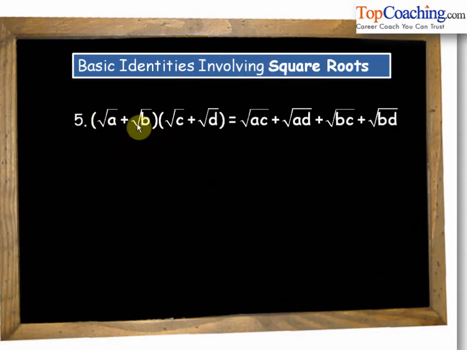The next is under root of a plus under root of b into under root of c plus under root of d is equal to under root of ac plus under root of ad plus under root of bc plus under root of bd. This we get simply when we multiply these two terms.